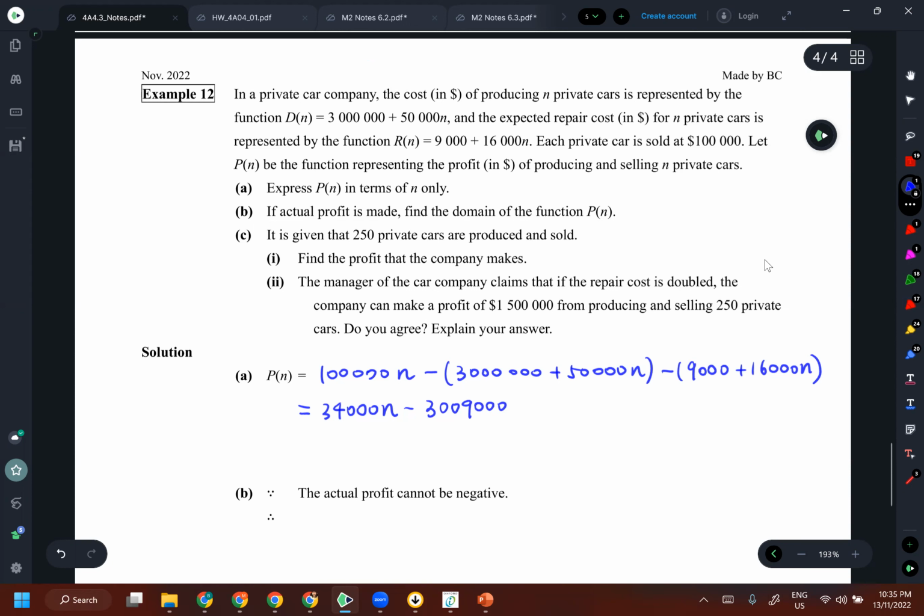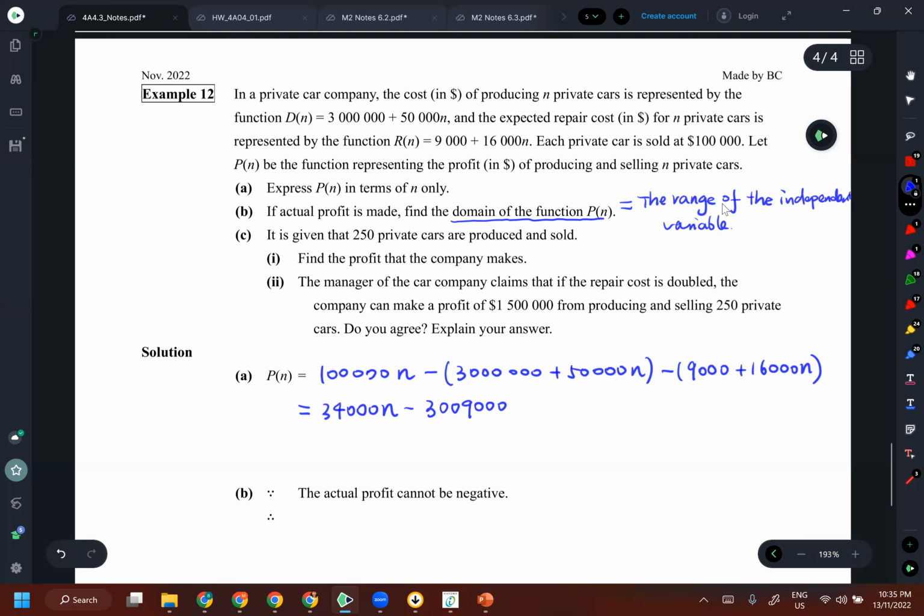Now, the domain of the function refers to the range of the independent variable.